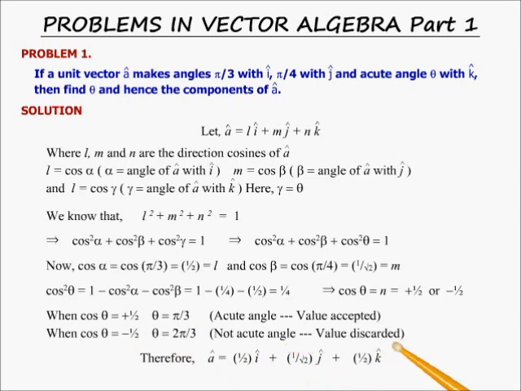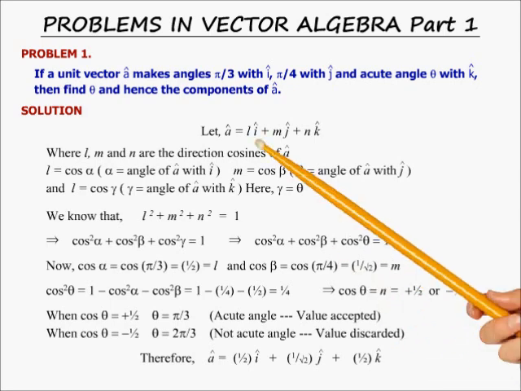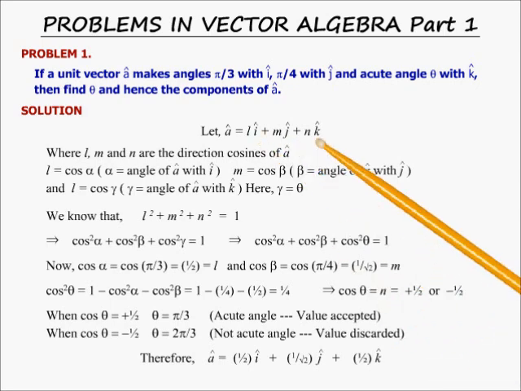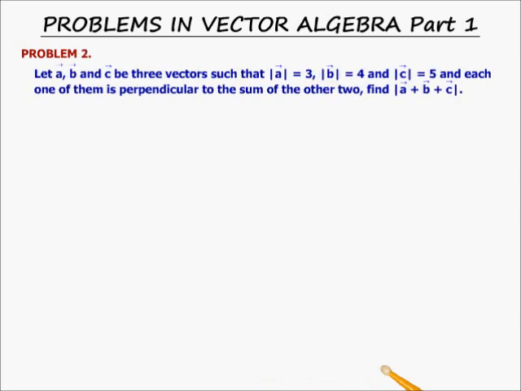Now the unit vector may be written as L i cap plus M j cap plus N k cap, which is equal to half i cap plus 1 by root 2 j cap plus half k cap. So these are the components of the unit vector A. Now let's come to the second problem.